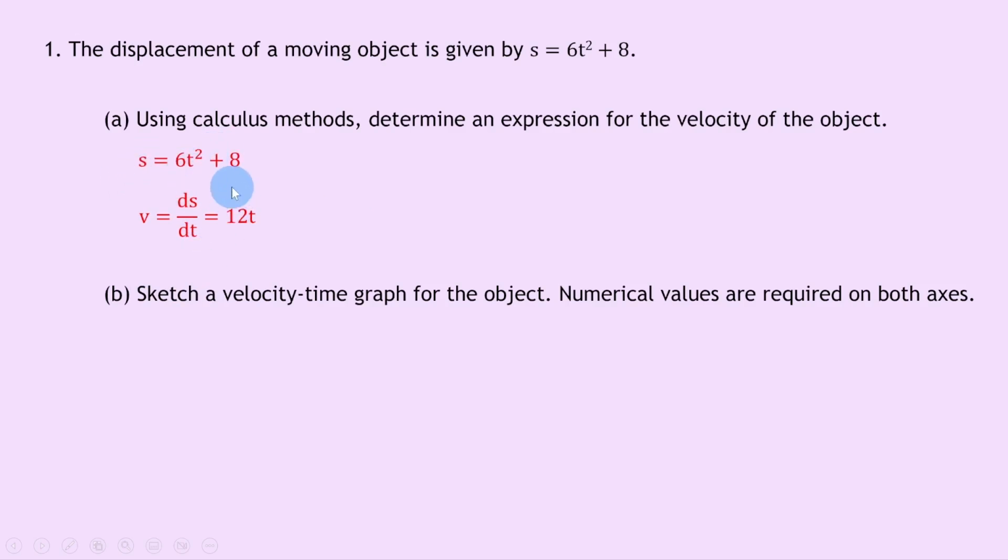t. So remember to do that, we bring the power down and multiply it, so we get 12t plus 0 here, because differentiating 8 will give us 0. So we therefore have that v equals 12t. Part B says sketch a velocity time graph for the object. Numerical values are required on both axes.